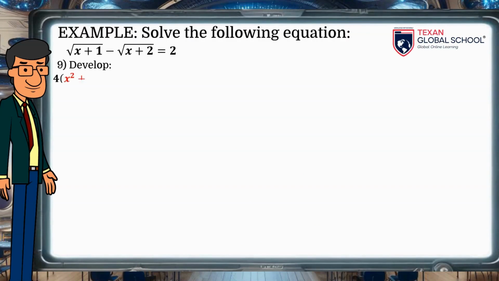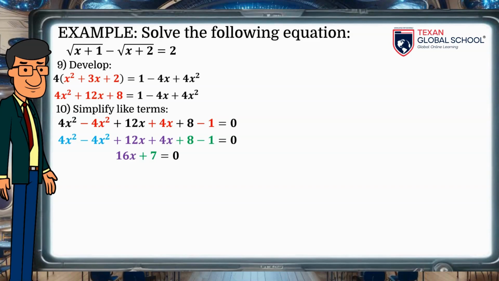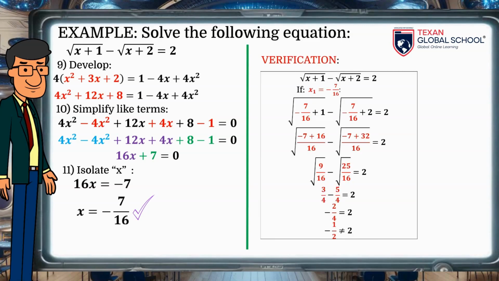Now let us perform the product on the left member. By sending all the terms to the left side and simplifying like terms, a linear equation results, which, upon solving, we obtain that x is equal to -7/16. Upon verifying, we can see that the equality is not fulfilled. Although the process is correct, we conclude that it is a false solution since equality is not satisfied. This means that there is no solution in the set of real numbers.